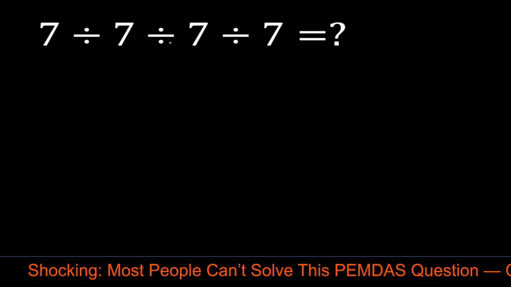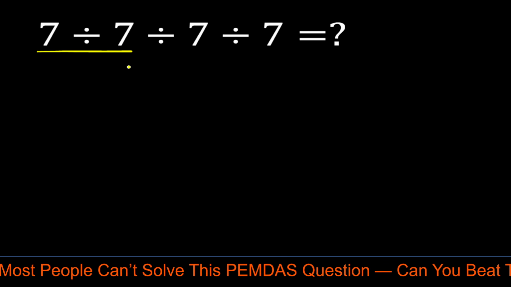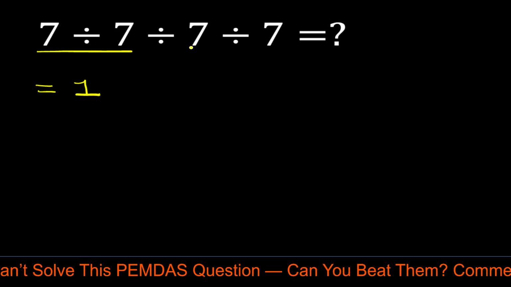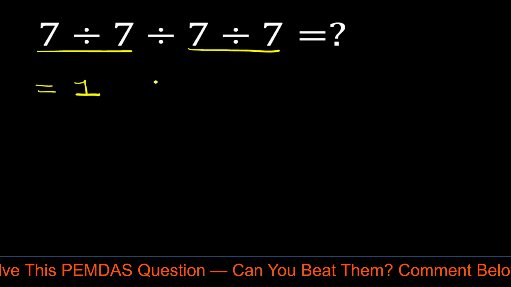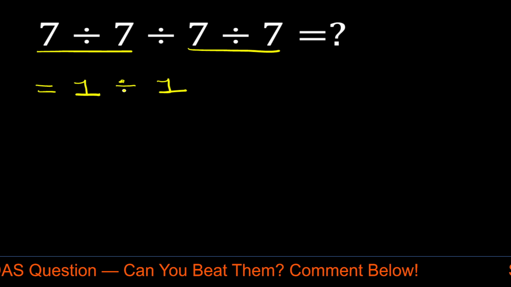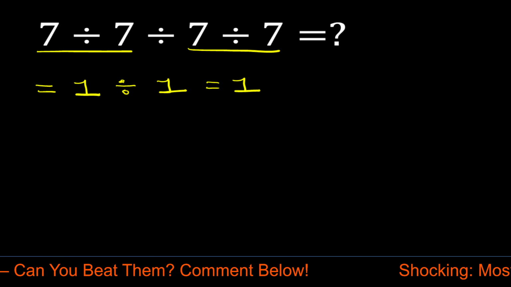So most people solve this question like 7 divided by 7. So 7 divided by 7 is equal to 1, right? Then again 7 divided by 7, so 7 divided by 7 is equal to also 1. Now 1 divided by 1. So 1 divided by 1 is equal to 1, right?